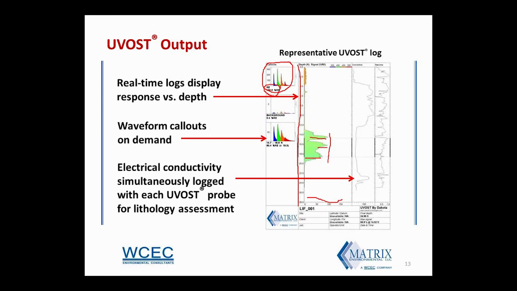The waveform callouts can be produced for any interval in the boring, and the product type can be generally determined from these callouts. So this is a qualitative evaluation. That's what this little box here represents. Right here, these heavy bars are indicating the interval that this waveform has been called out, so we can examine that. This is a very qualitative evaluation here.